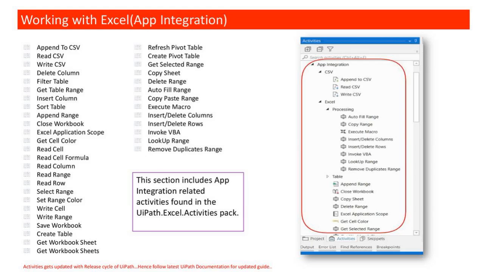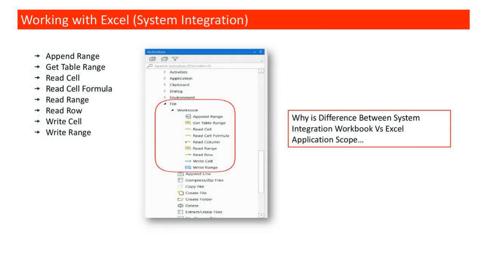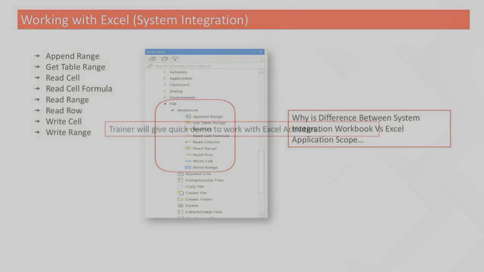And that's the difference between app integration and system integration. App integration means it's integrating using your Excel app on your machine. System integration means it's using the programmatic way to read and write the data into Excel. So that's how the Excel integration will work. And I'll give a quick demo by going into UiPath Studio to see how it works.